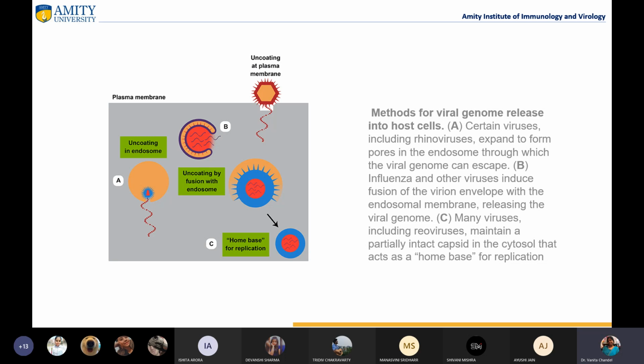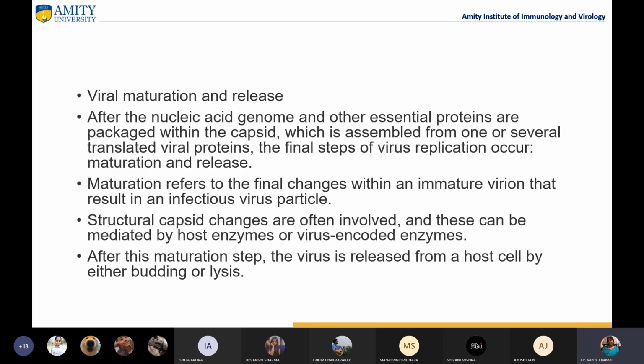These are methods of viral genome release into the host cell. In A, rhinoviruses form pores in the endosomes, and from there they can escape. In B, influenza and other viruses induce fusion of the virion envelope with the endosomal membrane, so they release the viral genome. In C, many viruses, including reoviruses, maintain a partially intact capsid in the cytosol, which acts as a home base for further replication. So there are different ways of releasing the genome.